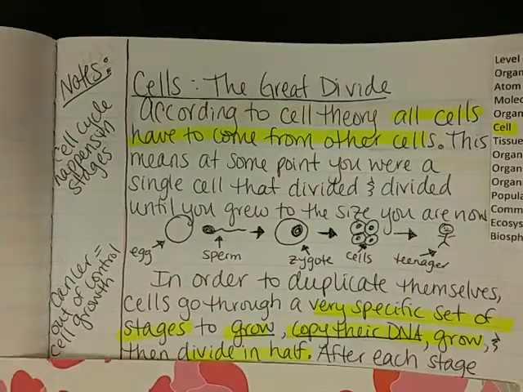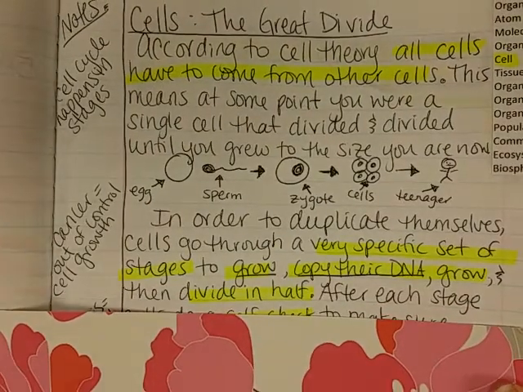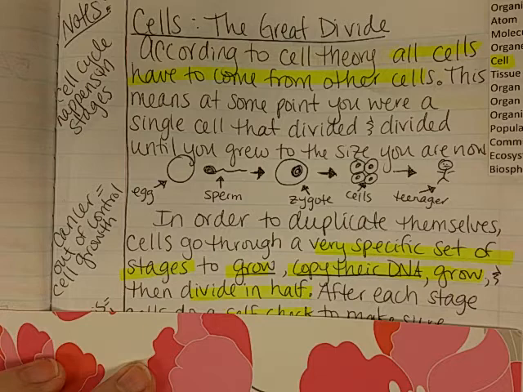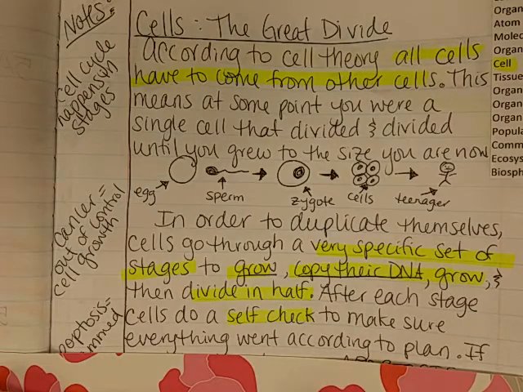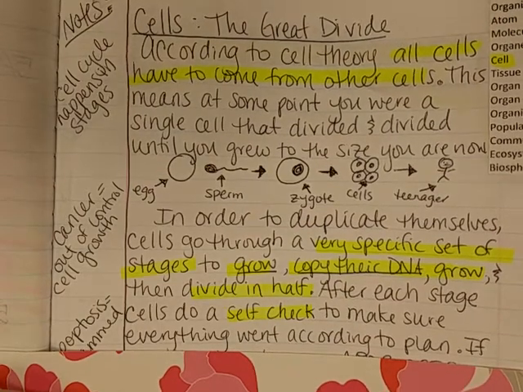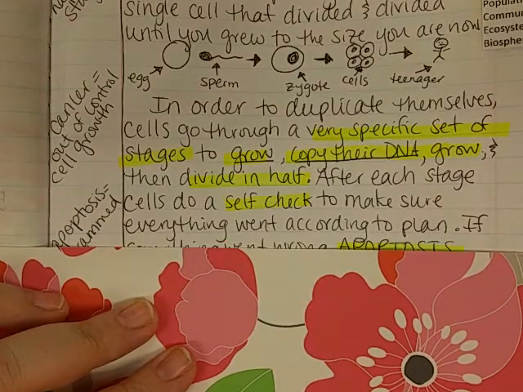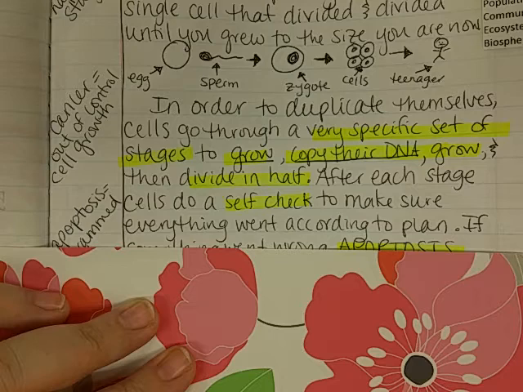So in order to duplicate themselves, cells go through a very specific set of stages to grow, and then they copy their DNA or synthesize a new set of DNA, grow again, and then they divide in half. Okay, after each stage, cells do a self-check to make sure everything went according to plan. So your DNA is very specific, and if something goes wrong, like if some of your DNA didn't get copied correctly, then every copy that's made from that cell will be incorrect as well. So your body has implemented kind of like a fail-safe or a self-destruct.